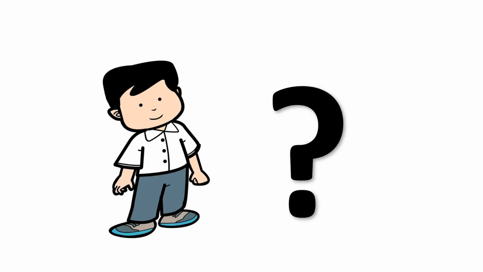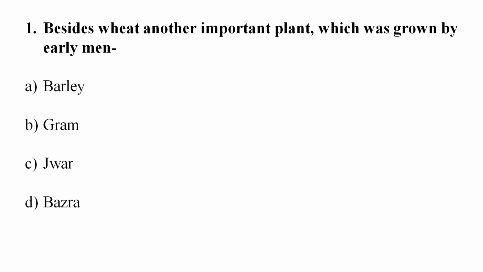Now let us check, students, what you have learned today. Your questions are: Question 1. Besides wheat, another important plant which was grown by early man. Option A, barley. Option B, gram. Option C, jowar. Option D, bajra. And your correct answer is option A, barley.